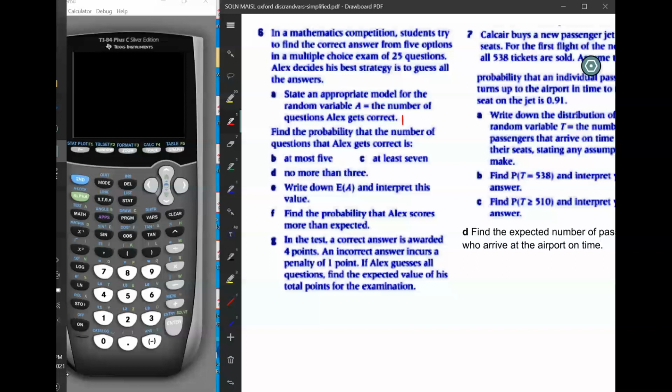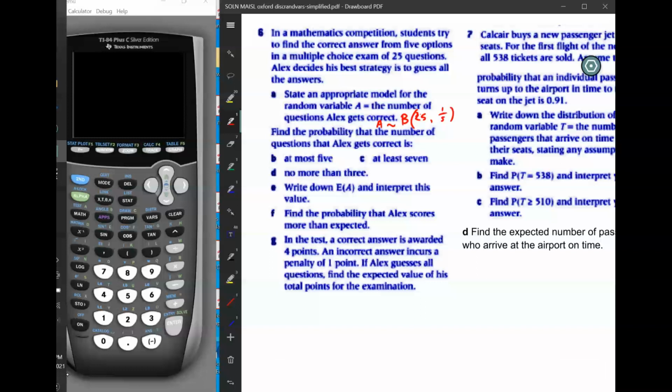So this is a binomial distribution, and the n value is 25, and the p value is 1 over 5, right? Because randomly guessing, you have a 1 over 5 chance of guessing the answer correct. So the random variable A is this distribution.